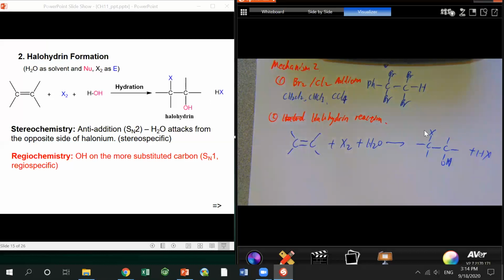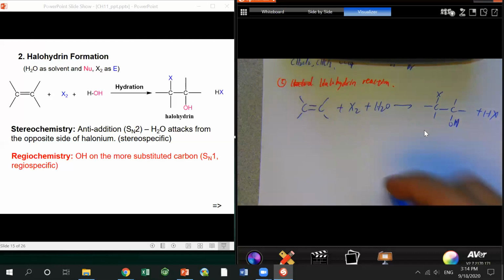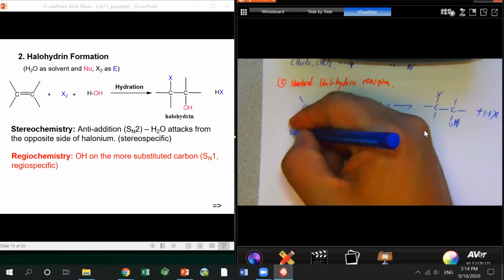All right, so for halohydrin reactions, same as all other mechanism 2 reactions, it's anti-addition, so X adds from the top and then OH adds from the bottom. So I'll just show you one example. So that's the stereochemistry.